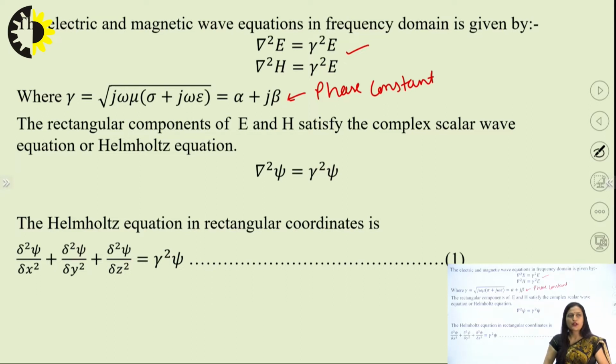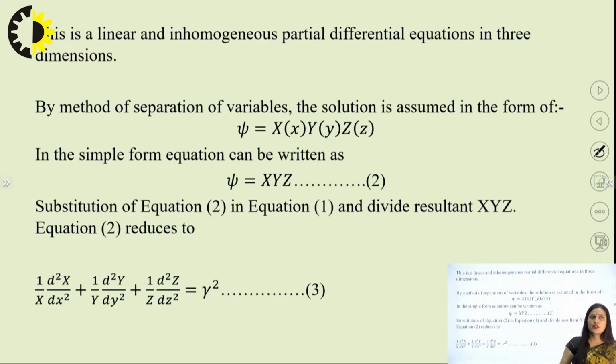So rectangular components of E and H satisfy the complex scalar wave equation, and this equation is del square xi is equal to gamma square xi. When we want to resolve this equation into rectangular coordinates, we write this equation in terms of x, y, z direction in all 3 coordinates. Del square xi upon del x square plus del square xi upon del y square plus del square xi upon del z square is equal to gamma square xi. So this is your equation number 1.